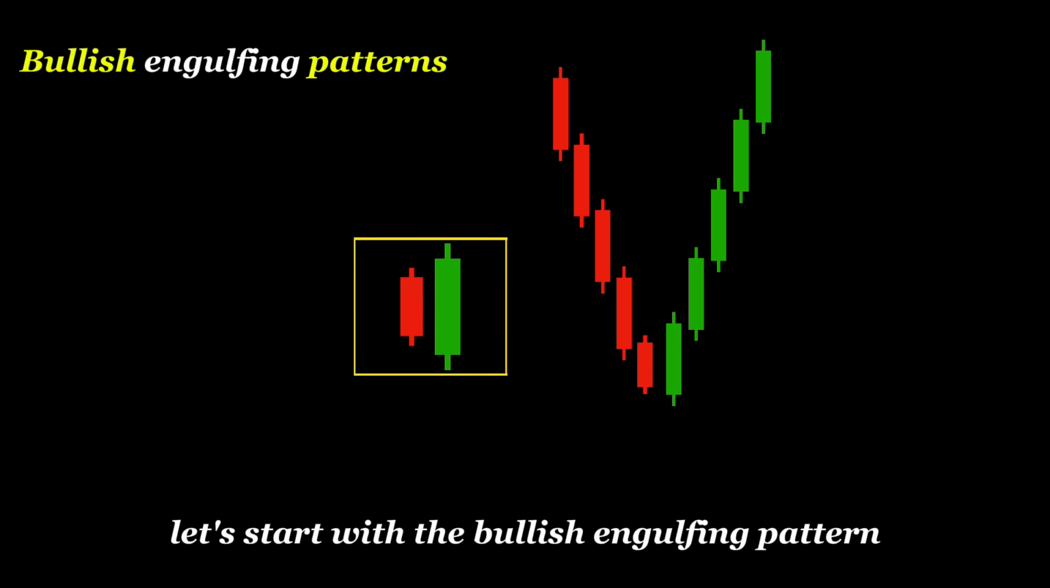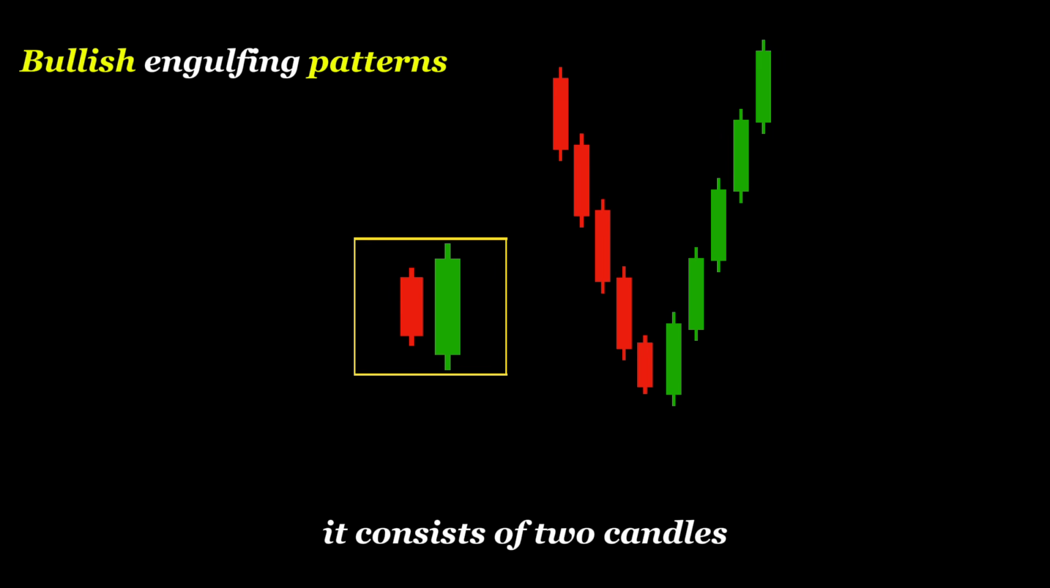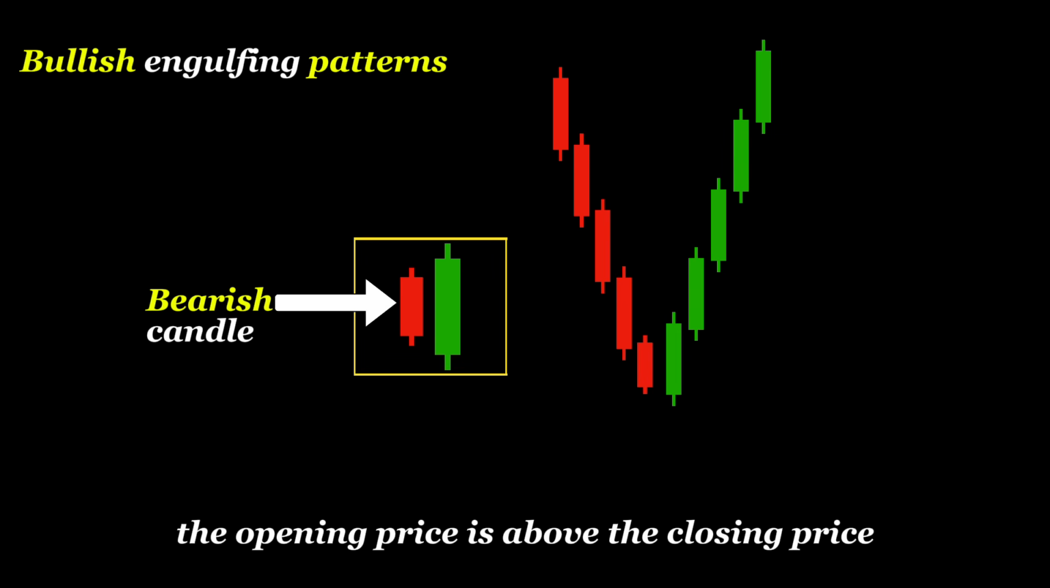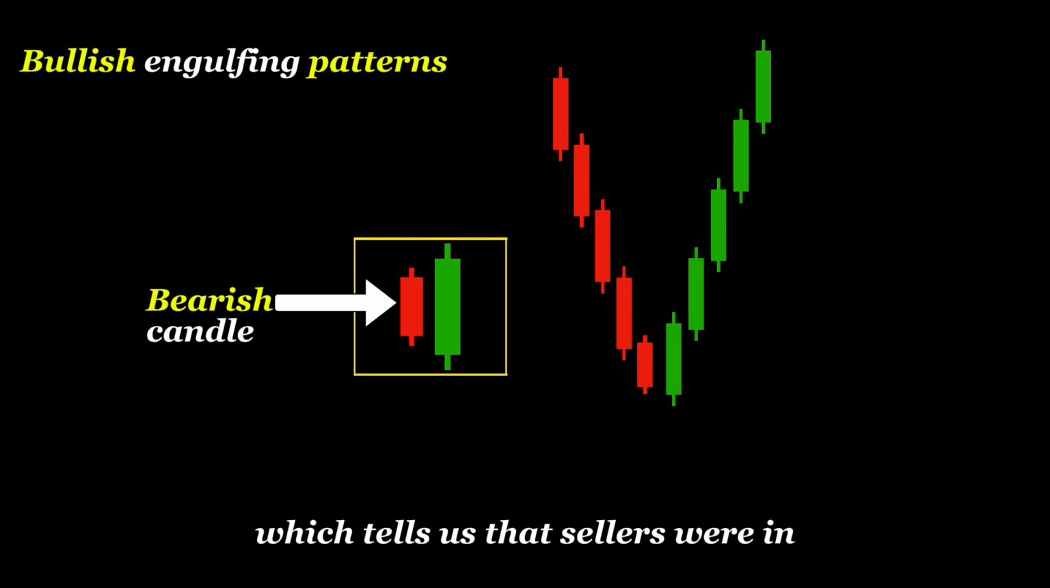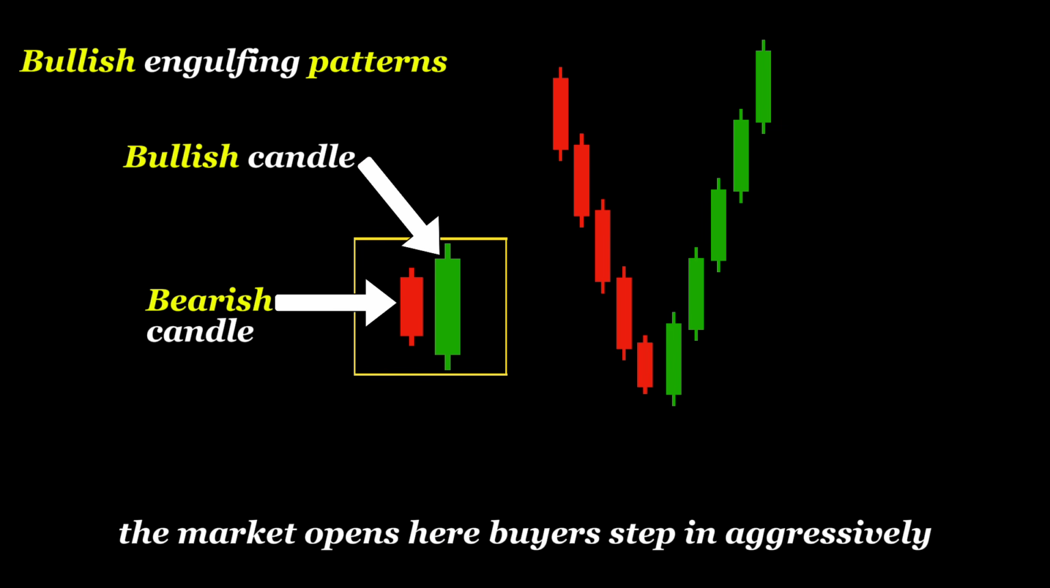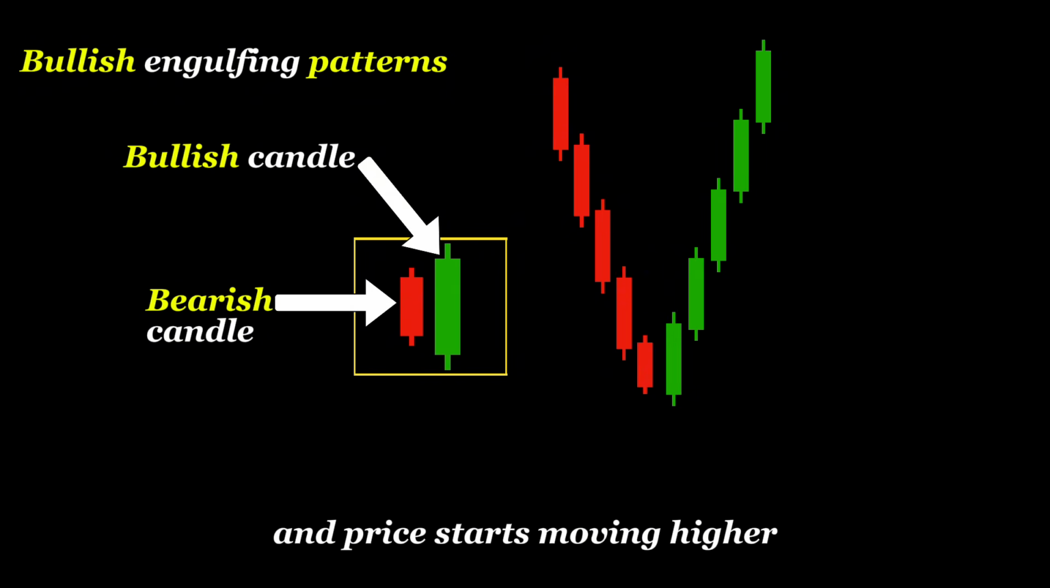Let's start with the bullish engulfing pattern. It consists of two candles. The first candle is bearish. The opening price is above the closing price, which tells us that sellers were in control during that trading session. But then something interesting happens. The second candle is bullish. The market opens here, buyers step in aggressively, and price starts moving higher. By the end of the session, the bullish candle has engulfed the body of the previous bearish candle.